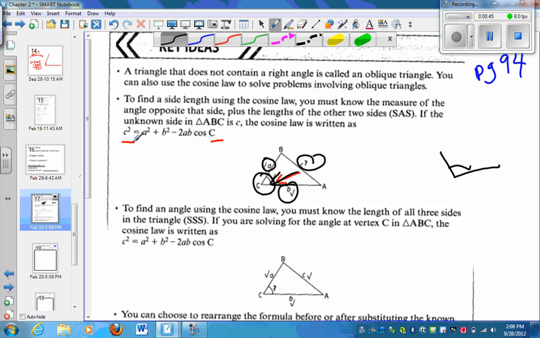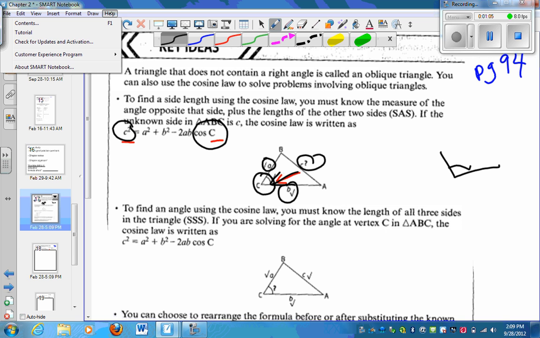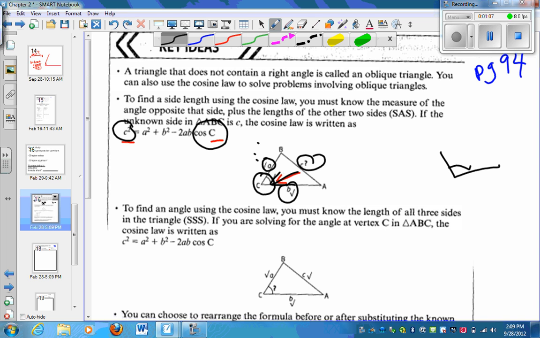All that really matters is you have your side length and the angle opposite here. The a and b, don't worry about which is which. It just means the other two sides we put there. Again, only the side length and the angle need to be across from one another in order to use this. So this is the cosine law, and this is very important. This is what you're going to want to have on your formula sheet.